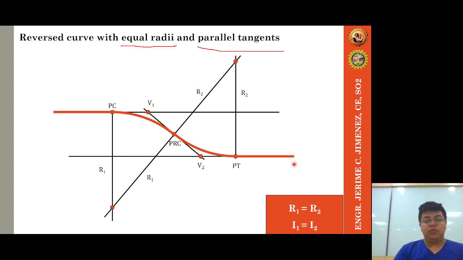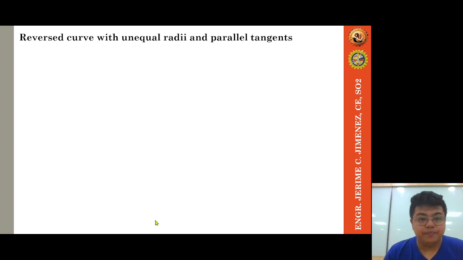Okay? So, we can now conclude that parallel tangents make the central angles of the two reverse curvatures equal. Okay? So that is for type 1, equal radii and parallel tangents. Okay? I hope you are following me in this portion. We now go to type 2.